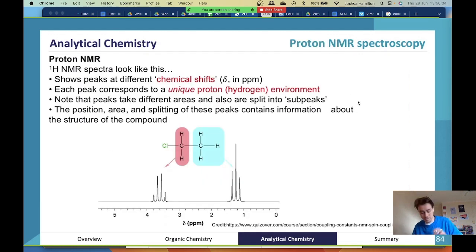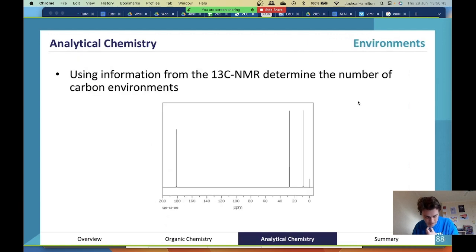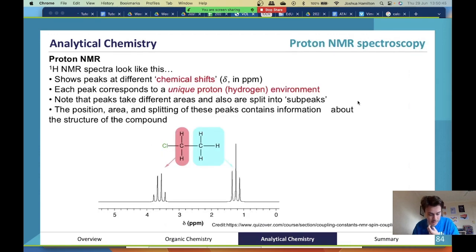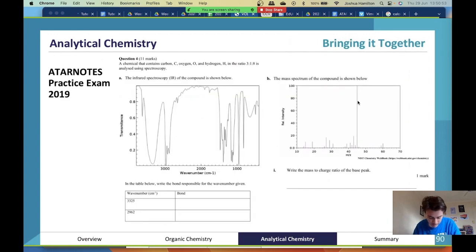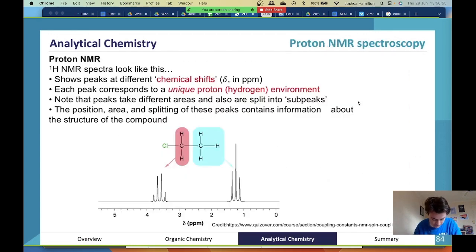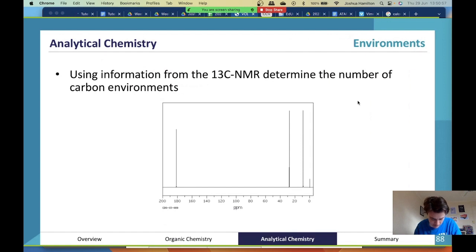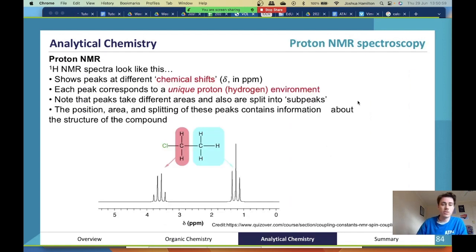First of all, we'll start off with proton NMR, because proton NMR gives a little bit more information than your carbon NMR, and it's more useful, so we are going to go through it more often. Oh, we'll just go through proton NMR first.